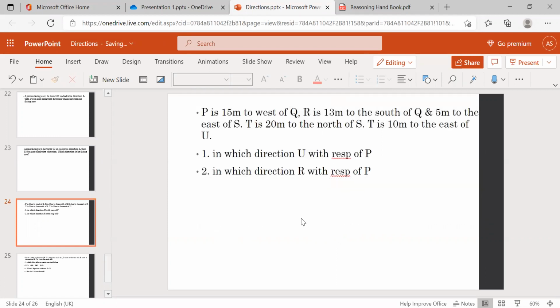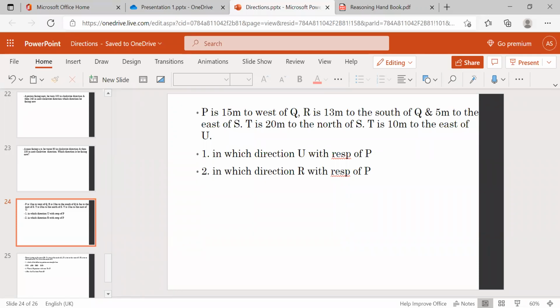Check, give the answer for this, at least. Check this. P is 15 meters to west of Q. R is 13 meters to south of Q. And 5 meters to the east of S. And T is 20 meters to the south of S, and T is 10 meters to the east of U. So they're asking interesting questions like this.